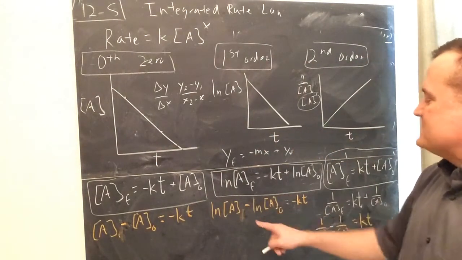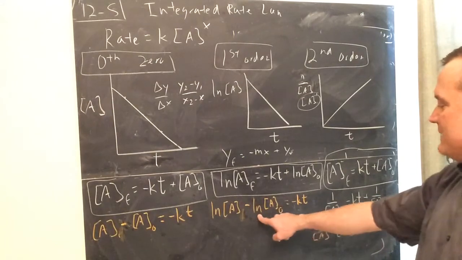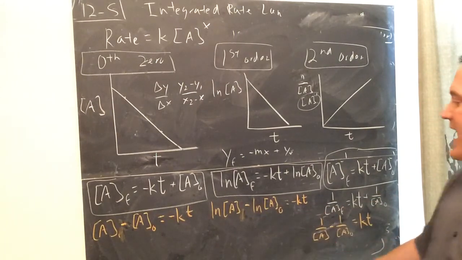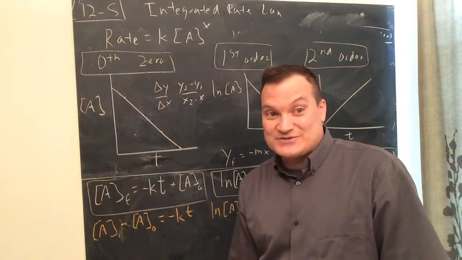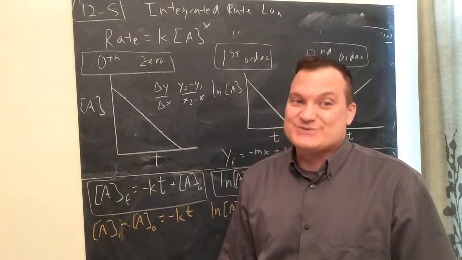You get the AP exam. Here's the first order equation written on the AP exam. Here's the second order on the AP exam. And they ask you a zero order question. So people got pretty mad, and teachers too, about that.